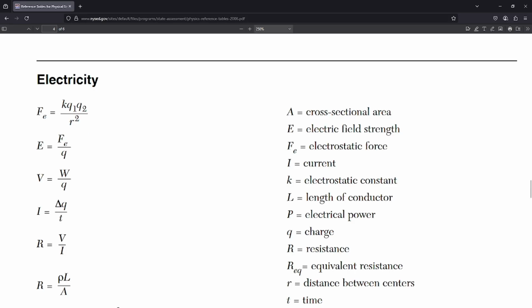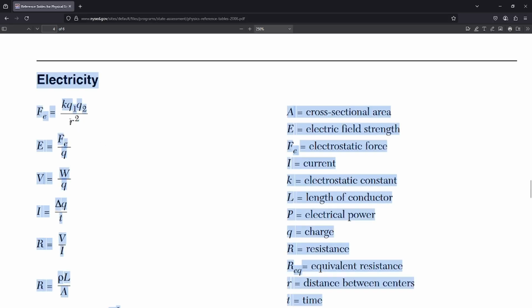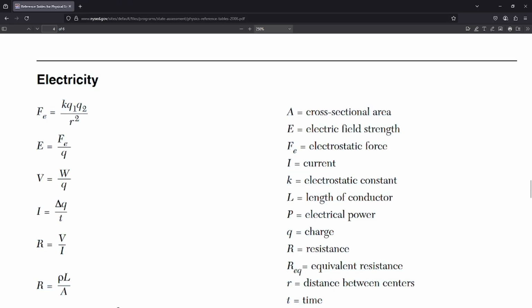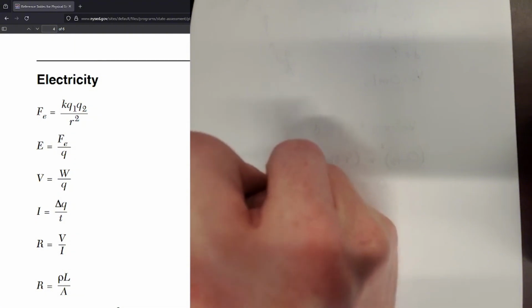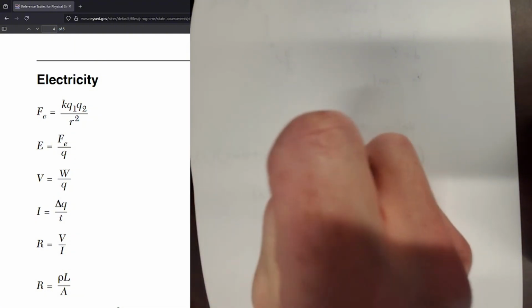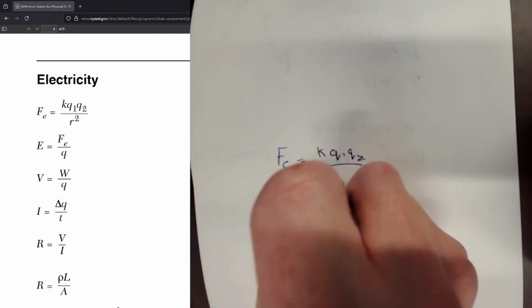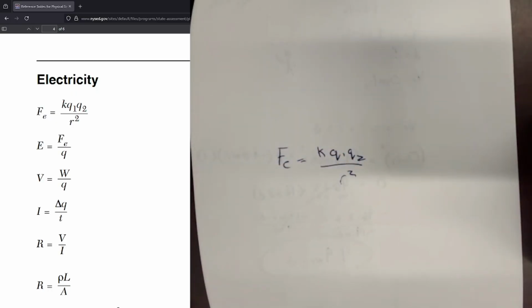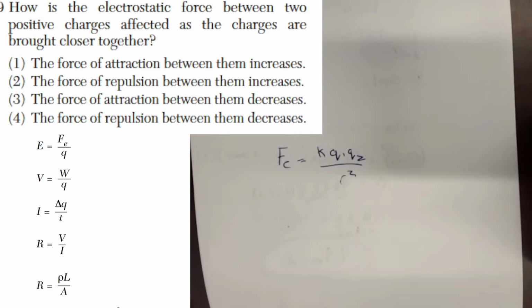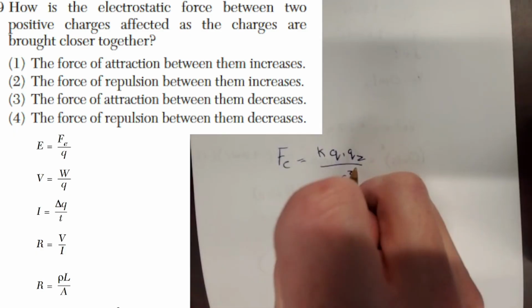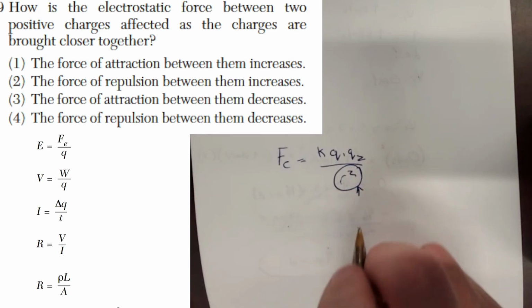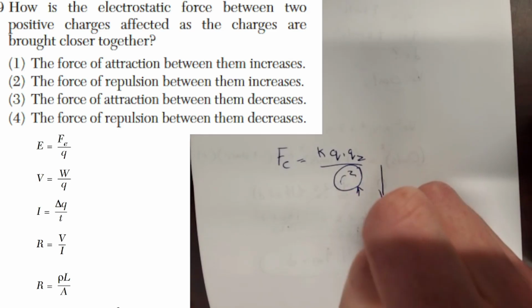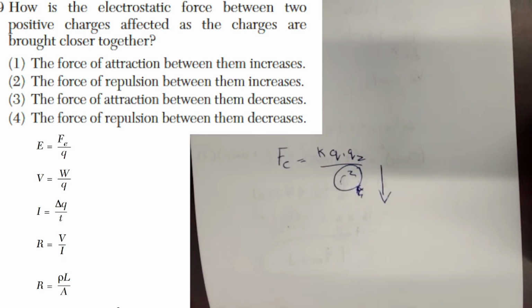Now, if we bring those two charges closer together, that value of R would be getting smaller. Let me draw it on the paper so I can show you what I mean. Here we go. So we have the formula Fe is equal to K Q1 Q2 over R squared. What they're saying in this question is that we're going to be bringing these two charges closer together. So we're decreasing the distance between them. R is the distance between them, which means we're going to make this value smaller. We want to decrease R.